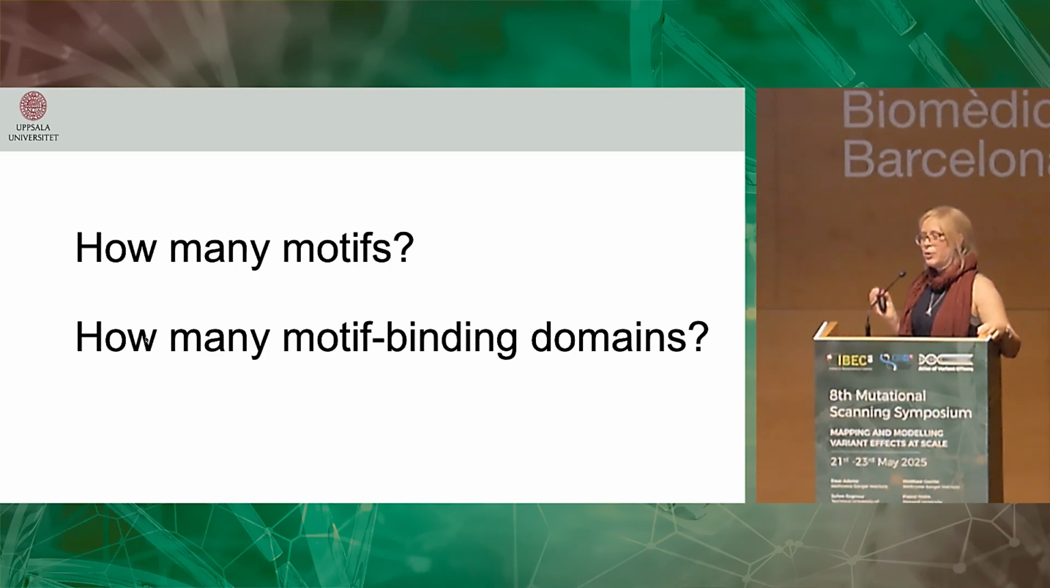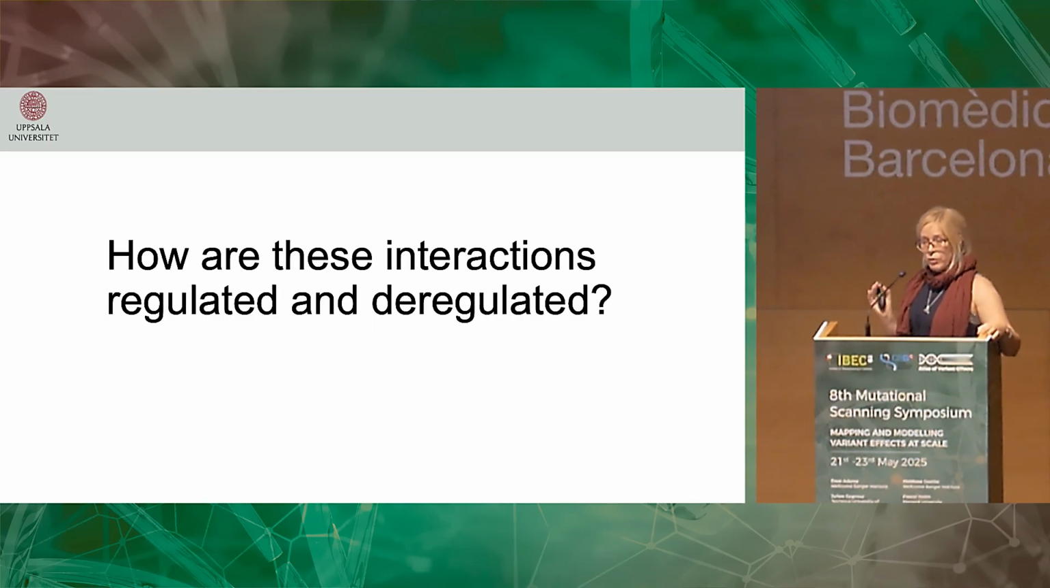But still, what we are doing now is trying to answer a couple of questions. One of the open questions is, how many motifs do we have in the human proteome? We don't know. It has been estimated that there are about 100,000 to 1 million motifs in the human proteins. We are also wondering how many motif binding domains we have, and again, we actually don't know. There might be 10,000 of them, maybe. But we think that within the next 10 years or so, we will figure this out. What is important for this meeting is, of course, how are these interactions regulated and deregulated? And that is also a very important question.